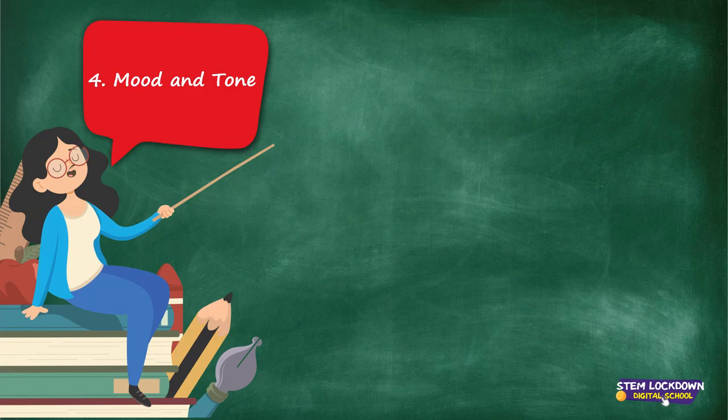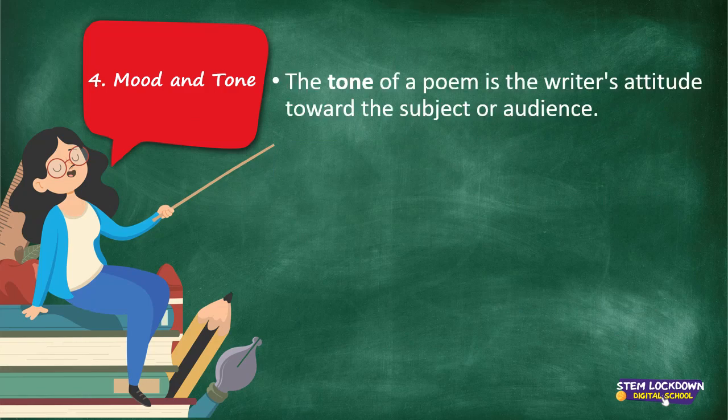Okay, so let's start with the tone. The tone of a poem is the writer's attitude towards the subject or the audience. Okay, so you can tell the tone of the poem through what the writer is saying, their views on whatever it is that they are talking about in the poem.